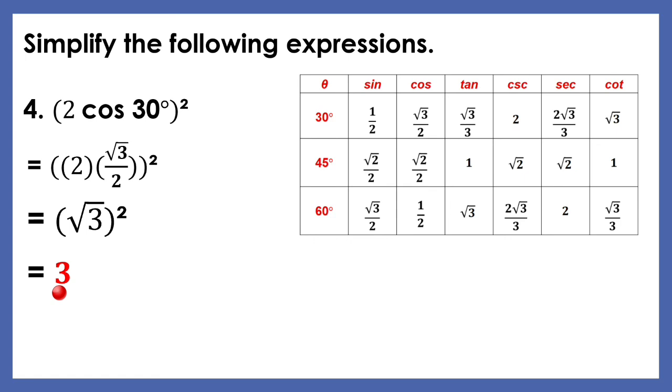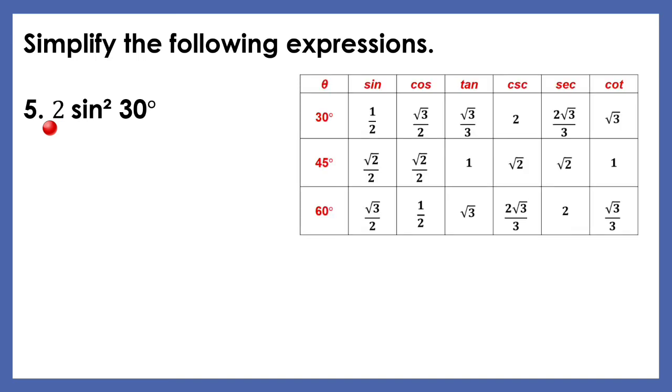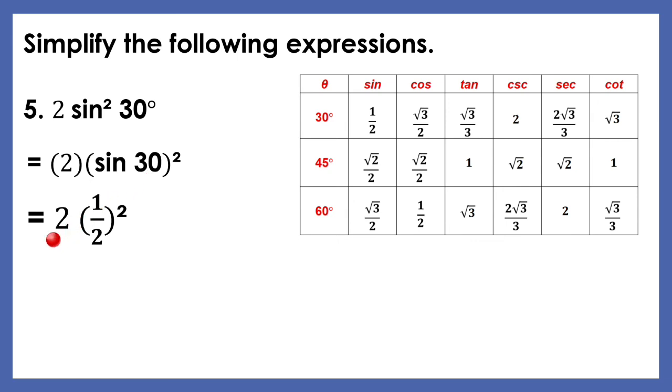For our last example, number 5, simplify the expression twice sine squared 30 degrees. So, i-square muna natin yung sine 30 degrees, tsaka natin siya i-multiply sa 2. Tignan natin sa table ano ang value ng sine 30 degrees. That is 1/2. So, we have 2 times the square of sine 30 equals 2 times the square of 1/2.